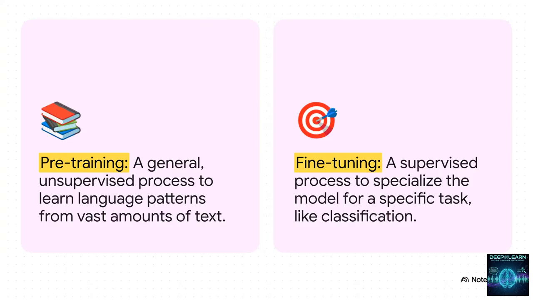Well, it's basically a 2-step dance. The first step is called pre-training. This is where the model just reads a giant chunk of the internet to get a general feel for language. Step 2 is fine-tuning. That's where we take that generalist model and train it to be a specialist at one specific job, like, say, figuring out if a movie review is positive or negative.